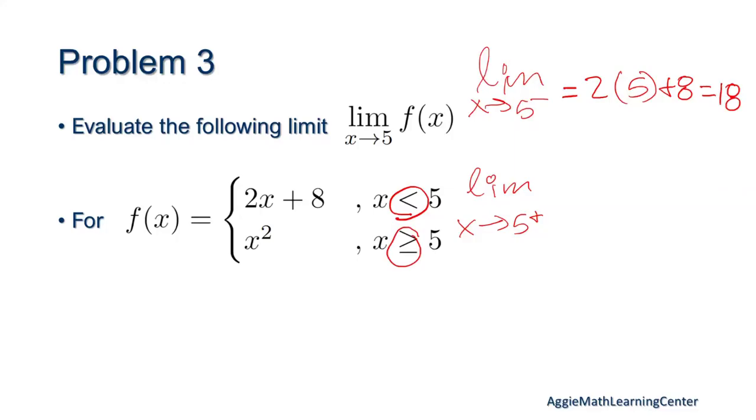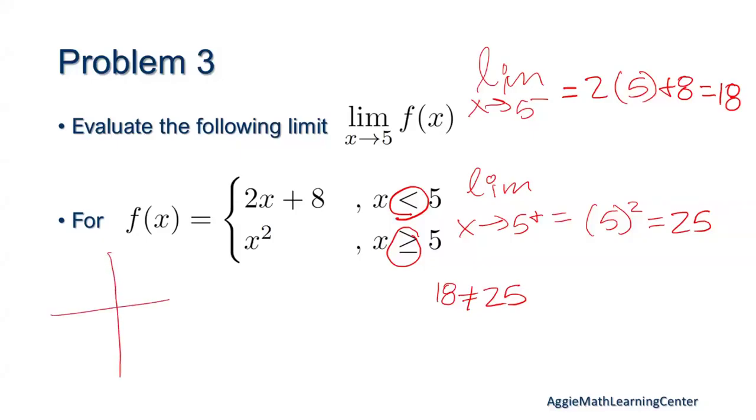So, okay, awesome. We're going to plug this in. So we'll have 5 squared equals 25. Do 18 and 25 equal each other? They don't. So in this case, the limit as x goes to 5 of this function will not actually exist at 5.